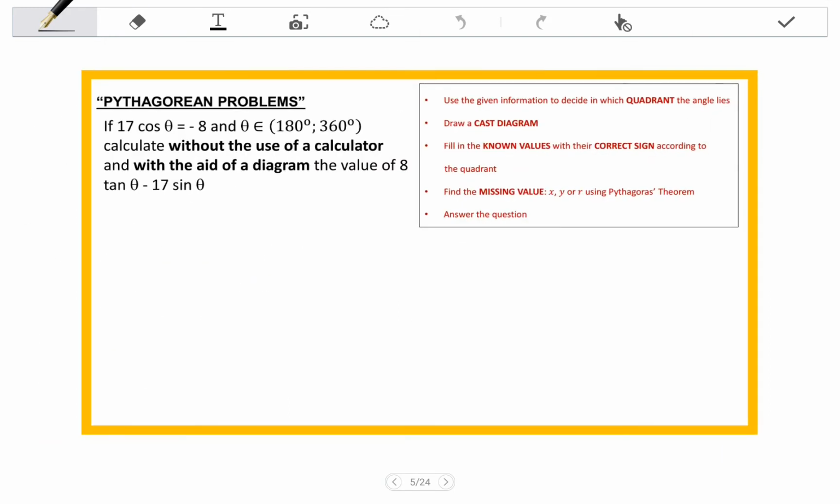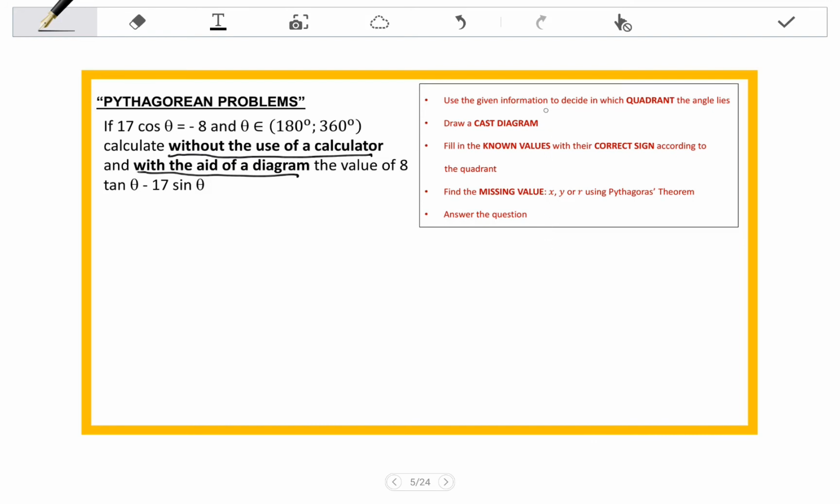Right, Pythagorean problems, because they use Pythagoras. Okay, so a more complex example here. If 17 cos theta equals -8, and theta is an element of the domain 180 degrees to 360 degrees, calculate without the use of a calculator and with the aid of a diagram the value of 8 tan theta minus 17 sine theta. Okay, the important thing here is that you are not allowed to use a calculator and you have to use a diagram. Okay, so what I have in the corner here are the steps that you would typically follow.